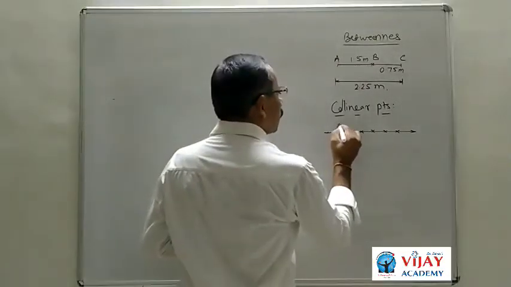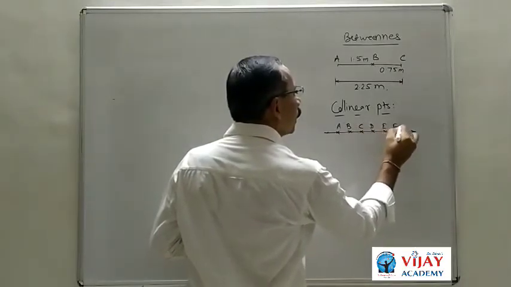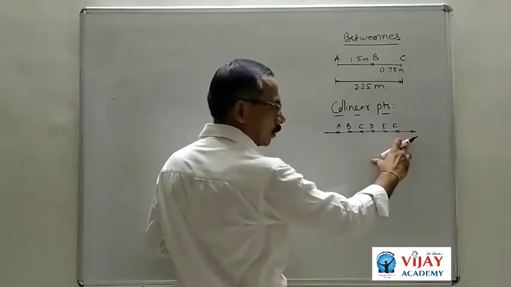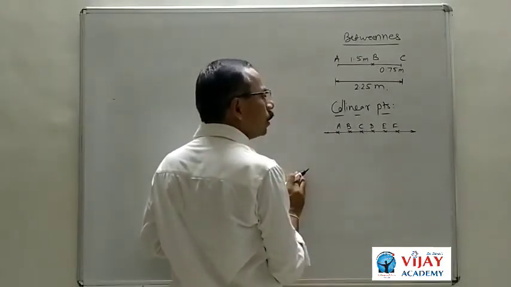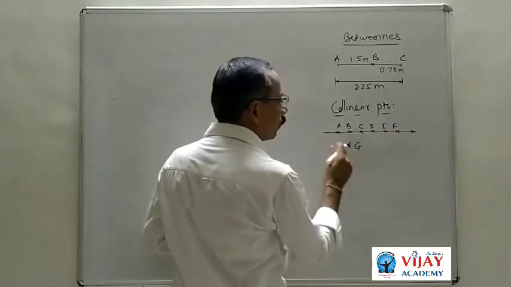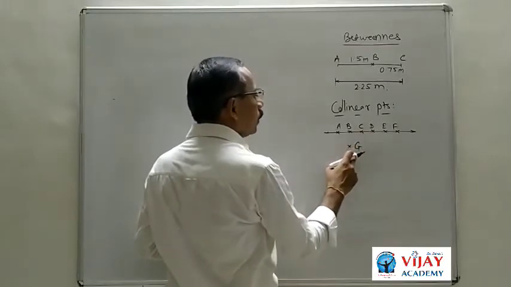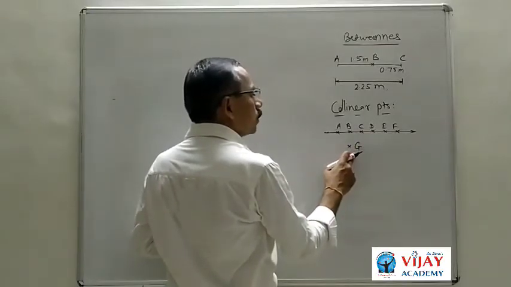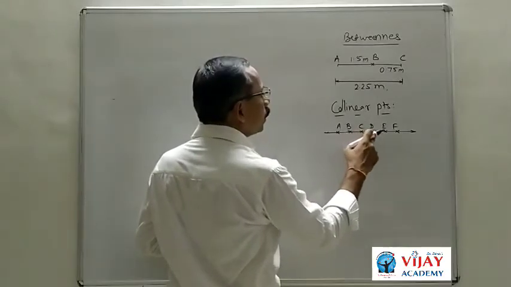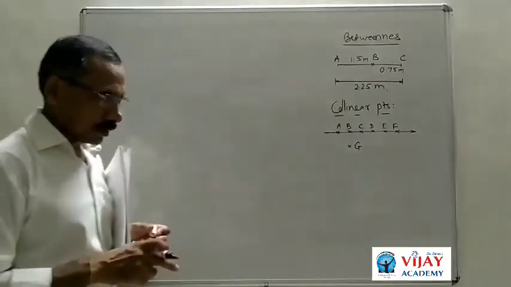Means in this case A, B, C, D, E and F, all the points lie along the same straight line, so these points are called collinear points. And if you take this point G, which is not on this line, then we can say that G is a non-collinear point. So A, B, C, D, E, F and G are non-collinear points.